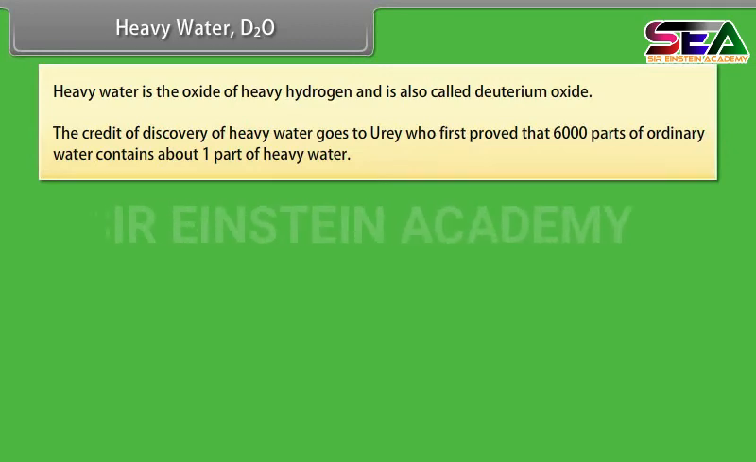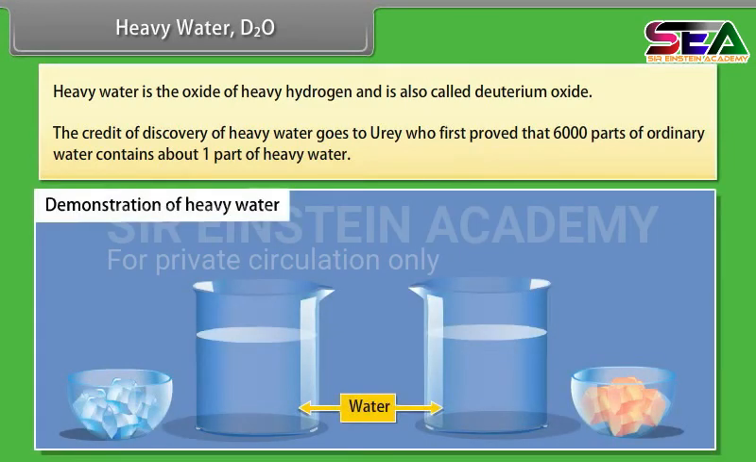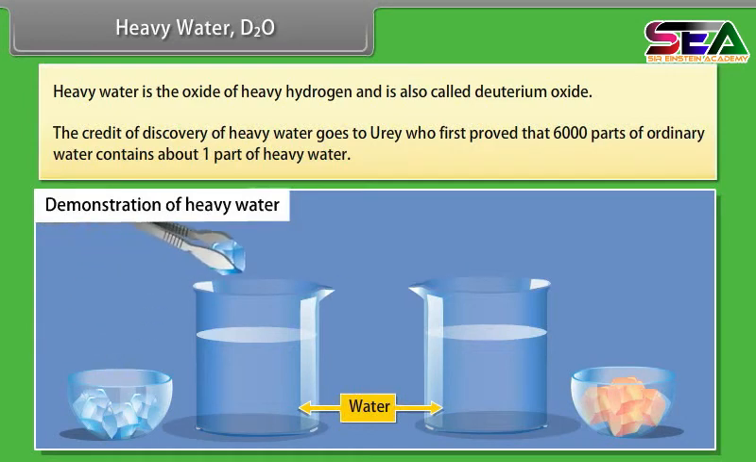Demonstration of heavy water. Firstly, take 2 beakers filled with water. Drop an ice cube which is blue in color in the first beaker and see that the ice floats on water. In another beaker, drop another ice cube which is red in color, made of heavy water, D2O. You will see that the ice cube sinks in the water. This is due to the fact that deuterium is a heavier isotope than hydrogen and it changes the physical and chemical properties of water.